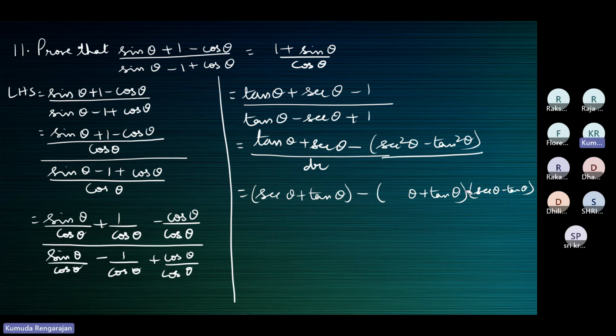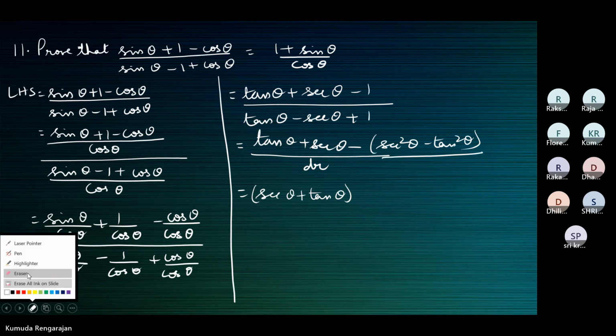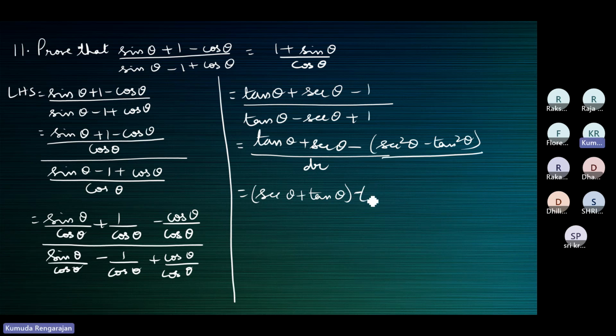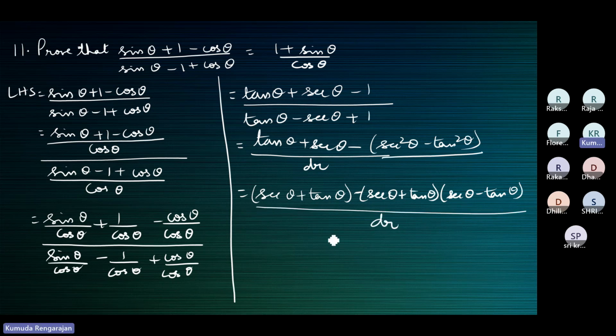Just write this more neatly. So minus secant theta plus tan theta into secant theta minus tan theta, divided by the denominator as it is. Now take out common. Secant theta plus tan theta is A. Secant theta minus tan theta is B. So we have something like A minus AB. So you'll have to take out A common and you'll get 1 minus B.